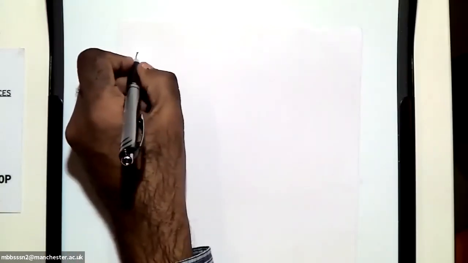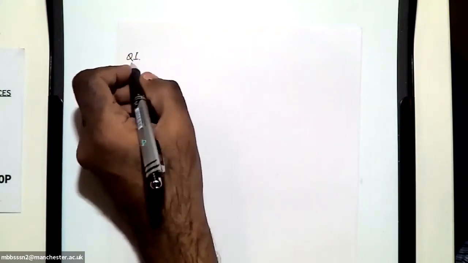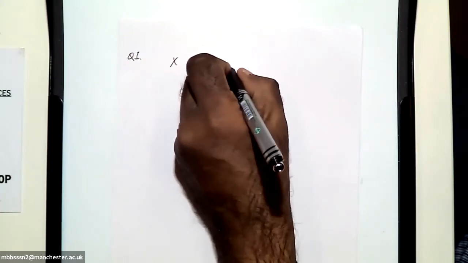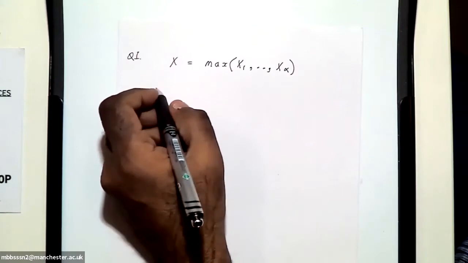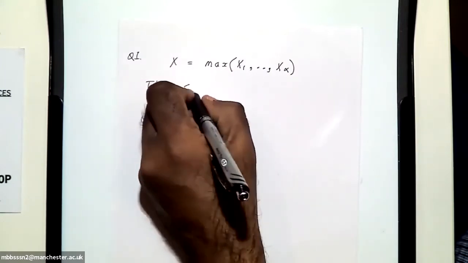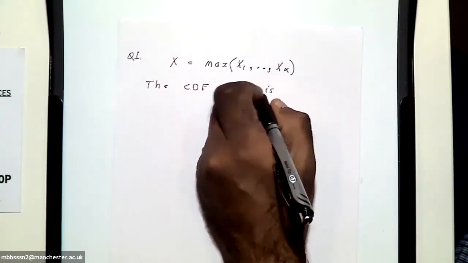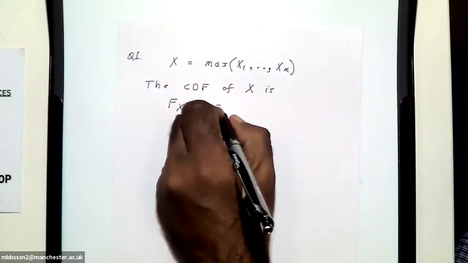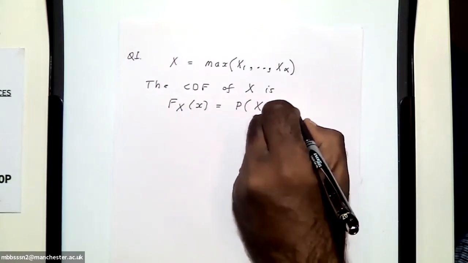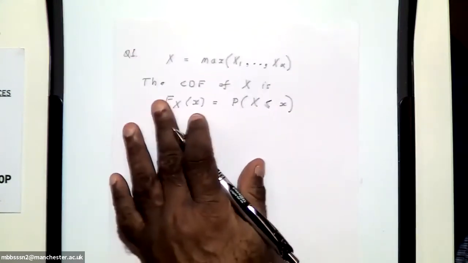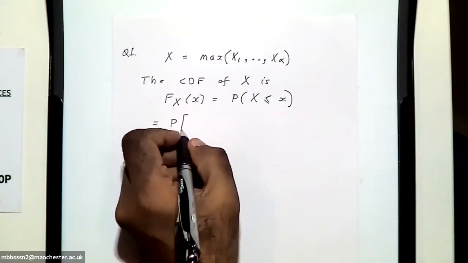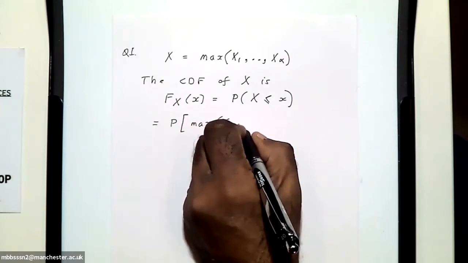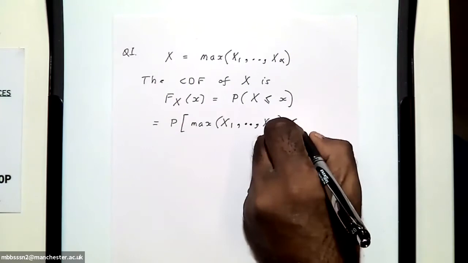This is part 1 of tutorial sheet 4. So you have X equal to the maximum of x1 to x alpha, and we want to find the CDF of X. You write this as the probability that the max of x1 to x alpha is less than or equal to x.